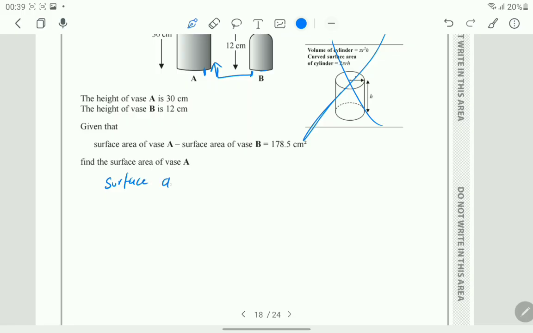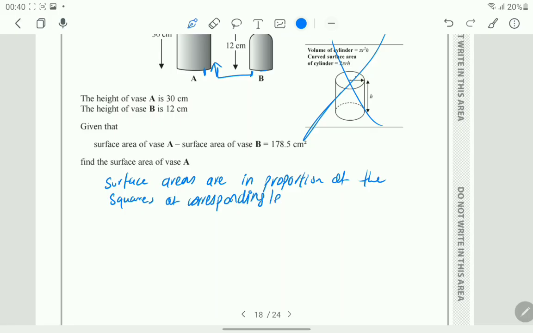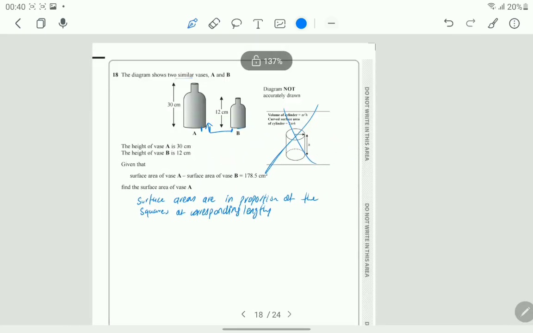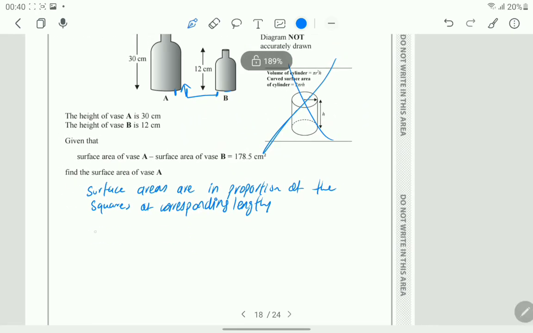surface areas are in the proportion of the squares of corresponding lengths. So let me show you what I mean by this. So height of vase A is 30 and height of vase B is 12. So the square of this would be equal to surface area of, let's say, A and surface area of B.